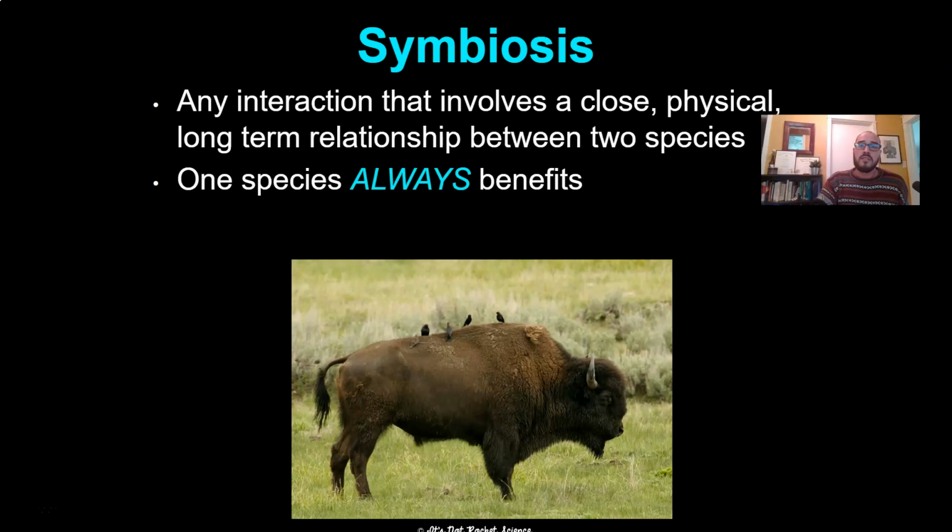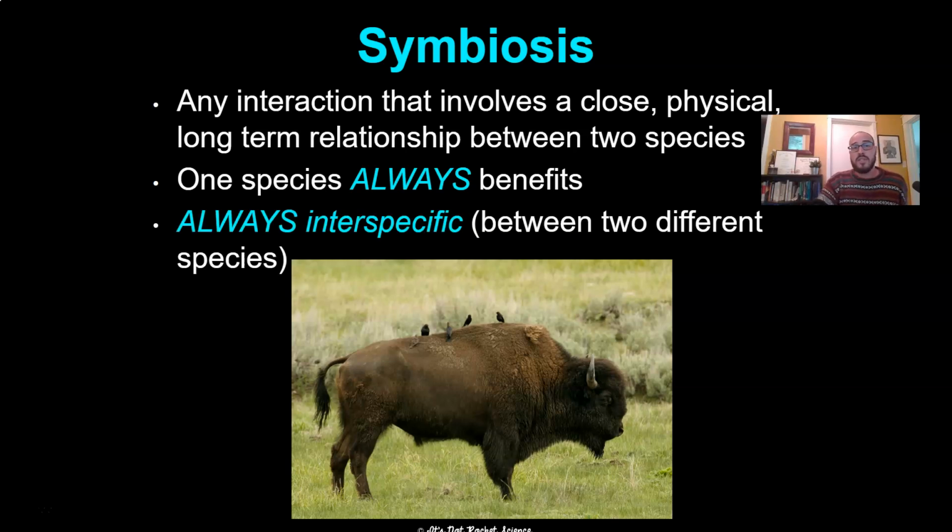and then the buffalo's happy because it's getting the pests off of it. Okay, so in symbiosis, one species is always going to benefit, and this is always going to be interspecific, so between two different species. So this is not intraspecific, this is always going to be interspecific. So relationships within a species are not symbiotic, okay? That's just them helping each other out. You could say it's altruistic. If I hand someone that last slice of pizza, even though I really want it, that's not symbiotic. That's being altruistic or being kind, all right?